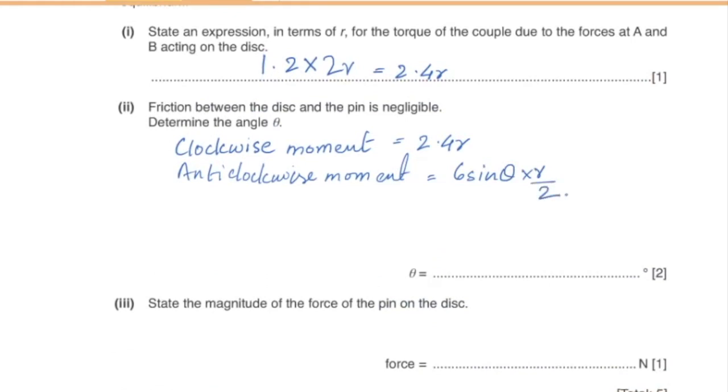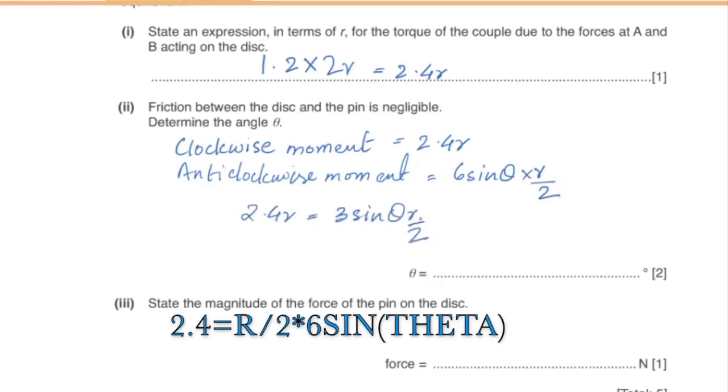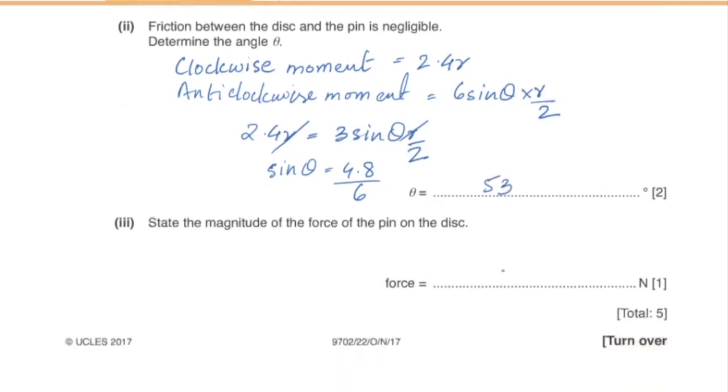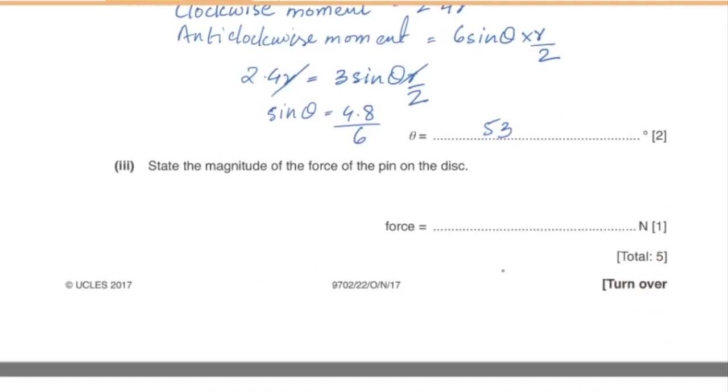And remember that the disk is in equilibrium, so 2.4r is equal to 6 sine theta r by 2, where r and r get cancelled, so sine theta becomes 4.8 divided by 6, hence the value for theta is 53 degrees.